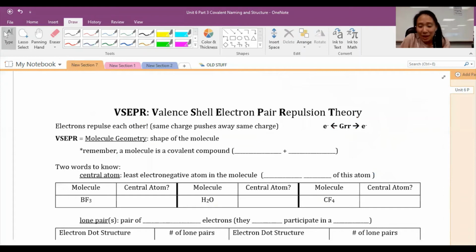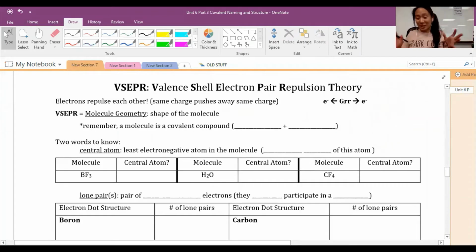But then what comes after that? Each particular covalent drawing has what we call a VSEPR shape attached to it. So what is VSEPR? VSEPR means valence shell electron pair repulsion theory. Ooh, complicated name. But what does it mean? It means that electrons repel other electrons.